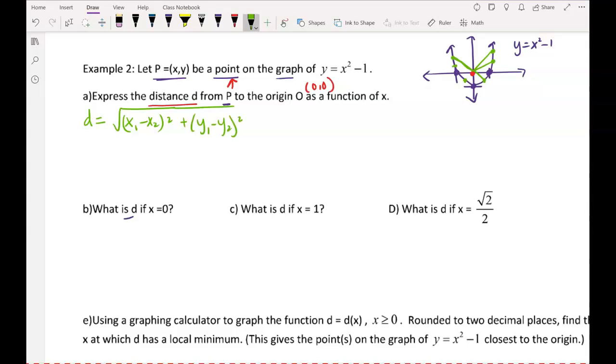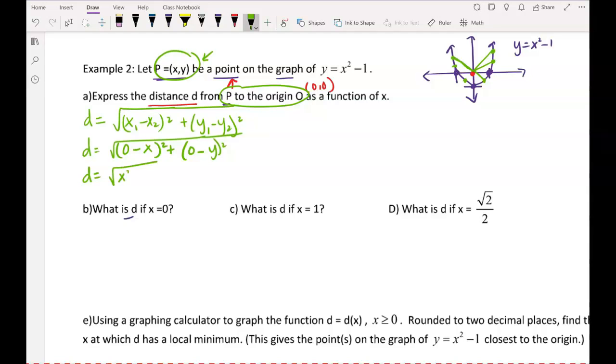Well, we know one of the points is the origin. It says from any P to the origin. So from here, we would go, okay, well, the origin, let's call it (0, 0). We're going to subtract. And P is this right here. So (0 minus x) squared plus, again, I'm going to let the origin be (x1, y1). So (0 minus y) squared, where y2 would be my P. So simplify that out. It's just now x squared plus y squared.